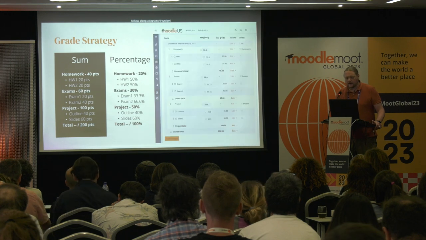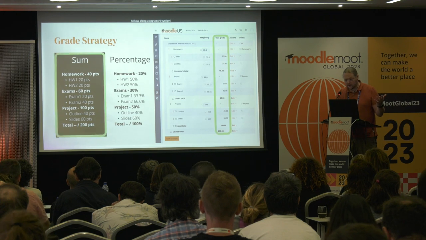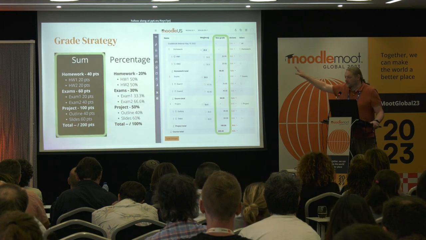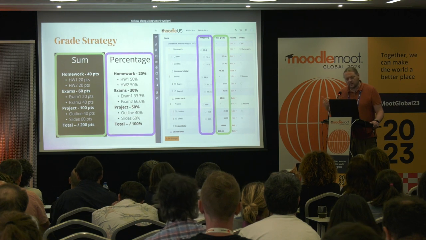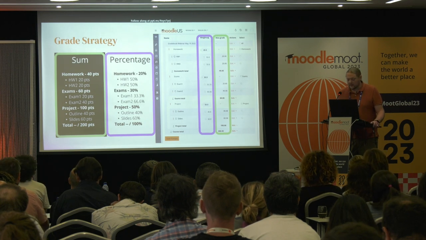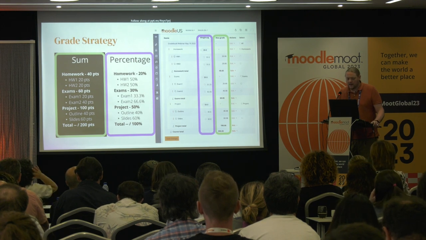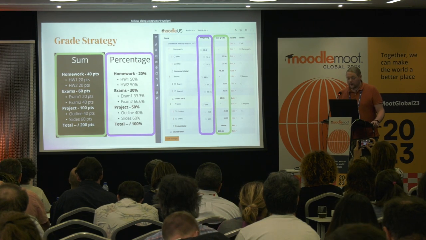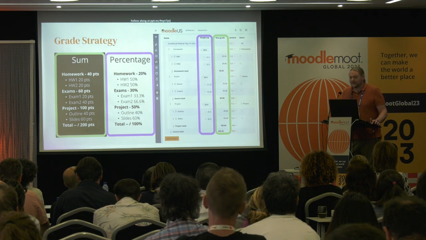So in the natural aggregation method in Moodle's gradebook, sum is represented in the max grade column, and percentage is represented in the weights column. It's the same gradebook. They're just conceptualized in different ways. So you can do both in the natural aggregation method.